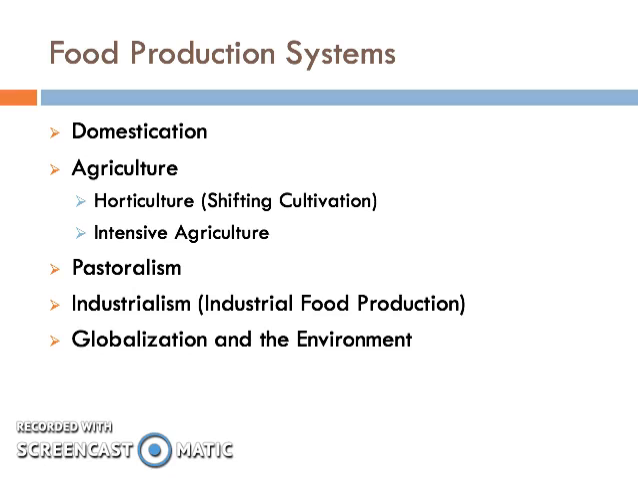Agriculture, which includes both horticulture or shifting cultivation and intensive agriculture. Pastoralism, that is, the raising of livestock. And industrialism, including industrial agriculture and food production. And then we'll also touch briefly at the end on globalization and the environment.